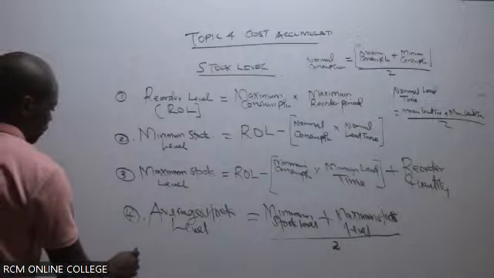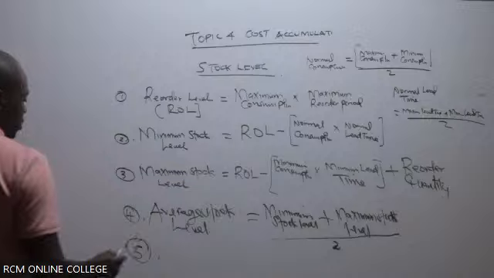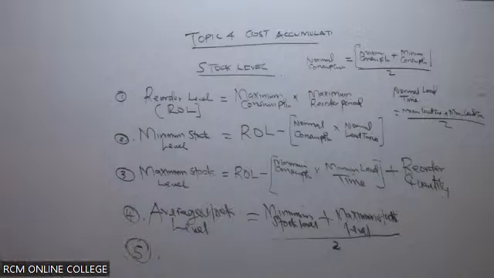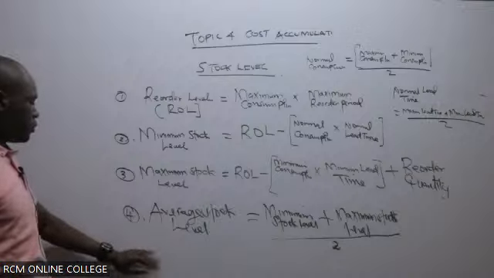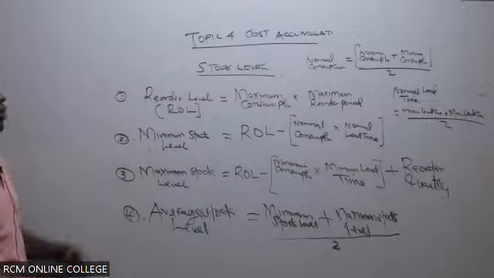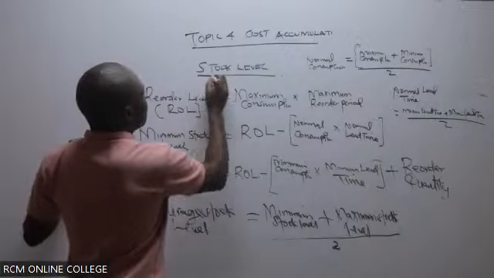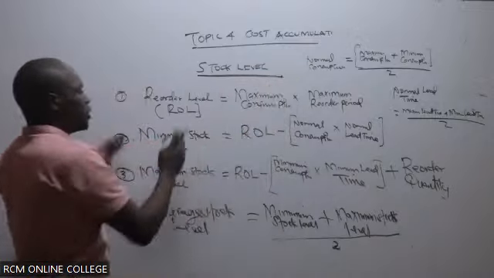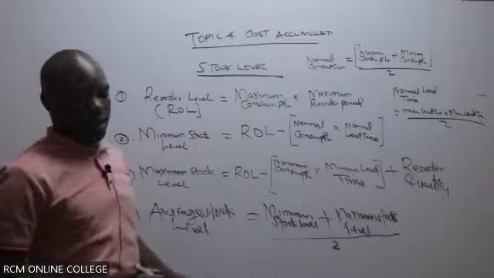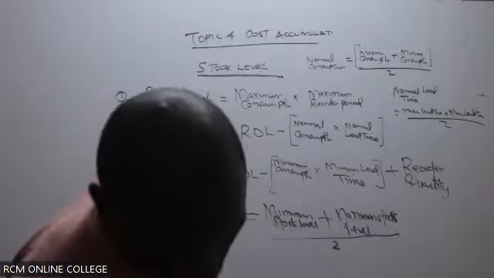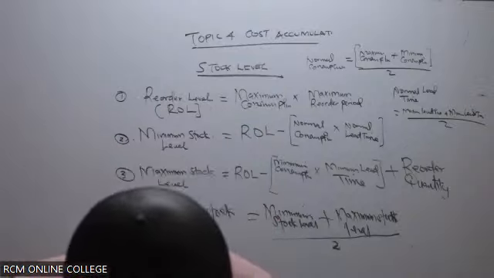Then number 5. Is there something that I'm leaving out? No. That other one applies to economic order quantity. That's where you're going to get it. So in the stock level, if you know these formulas here, you are good to go.